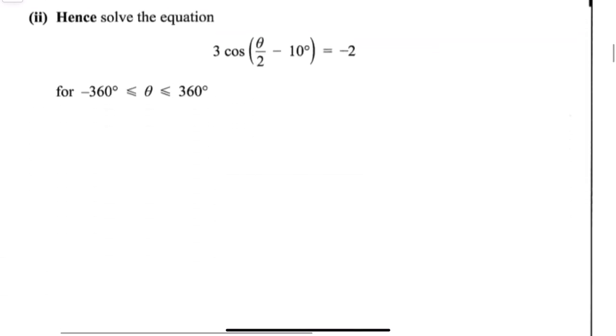Okay, it says hence solve the equations. So hence, I'm going to say from the previous question.